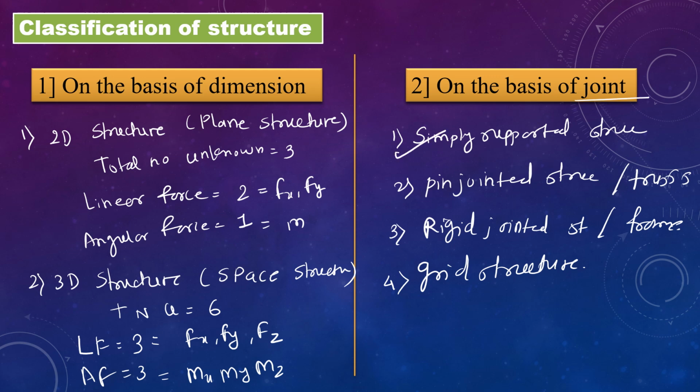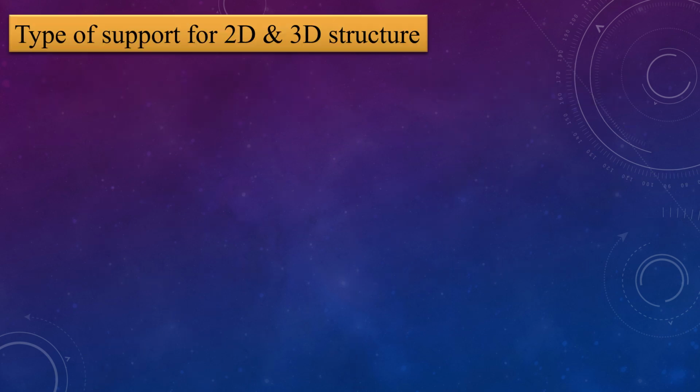So these are the 4 structures which are classified on the basis of joints. In that first is simply supported, second one is pin jointed structure or truss, third one is rigid jointed structure or frame structure, and last is grid structure. Okay, then next point is types of support for 2D and 3D structure. Okay, so there are 4 types of supports. First we see it for a 2D structure.